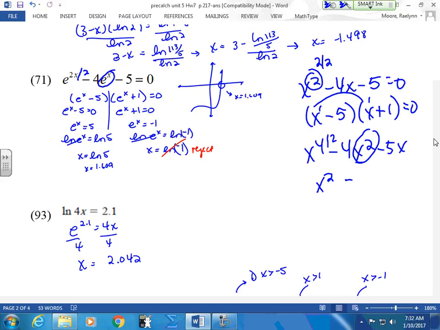Now remember, we have to check for validity here. Our domain says 0 to infinity. We can't take the log of a negative number nor the ln of a negative number, and we can't take the log of a 0. So when we come down here, we're forced to take the log of a negative number. We can't do that. So we reject it. And then this would be my answer.